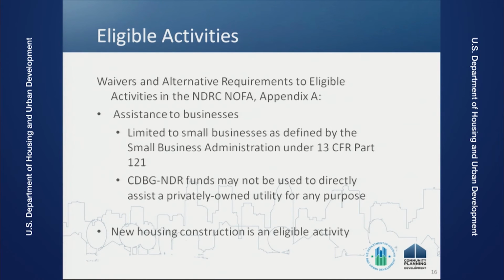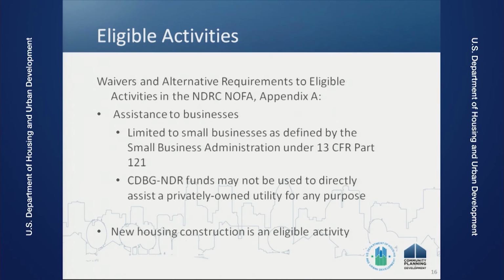Appendix A limits the eligible activity of assistance to businesses. In Appendix A, NDR funds are only permitted to assist small businesses as defined by the Small Business Administration under 13 CFR Part 121. Additionally, CDBG-NDR funds may not be used to directly assist a privately owned utility for any purpose. So this is another ineligible activity that's brought in through the waivers and alternative requirements that are published in Appendix A to the NDRC NOFA.